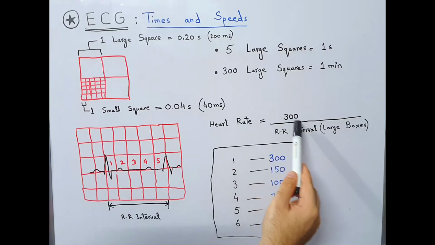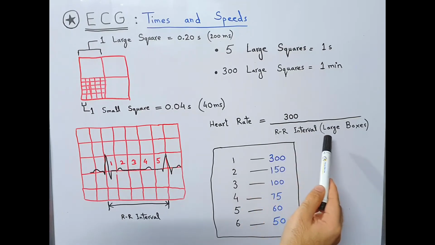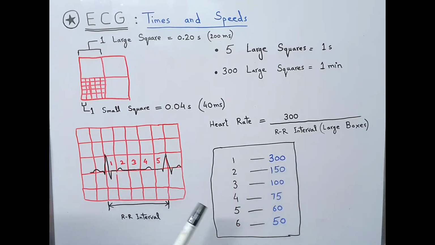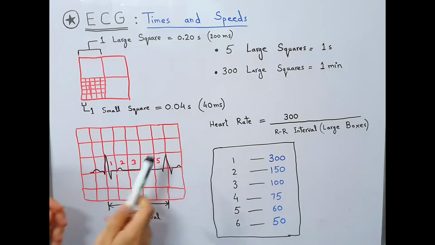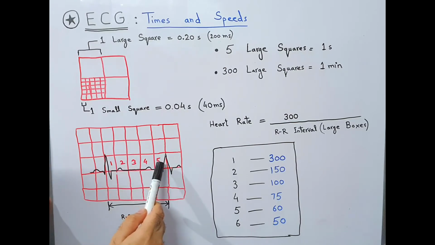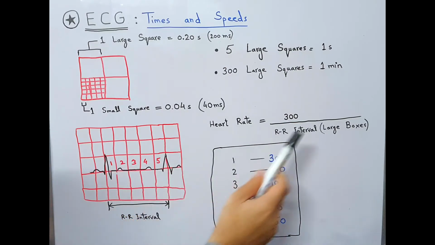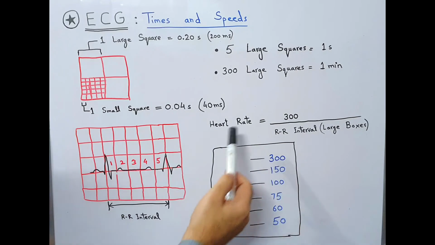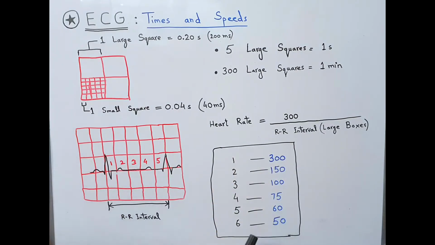Heart rate is equal to 300 divided by the RR interval in large boxes, which means the number of large boxes present in one RR interval. For example, if this is an R wave and this is an R wave, then we can count the number of large boxes: 1, 2, 3, 4, 5. There are 5 large boxes, so 300 divided by 5, the heart rate will be 60.